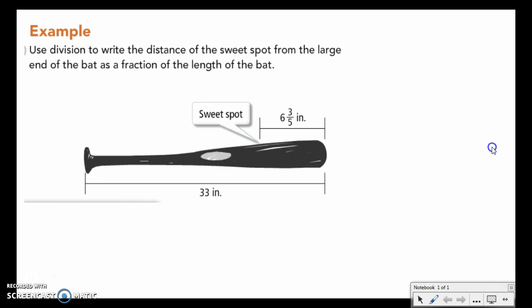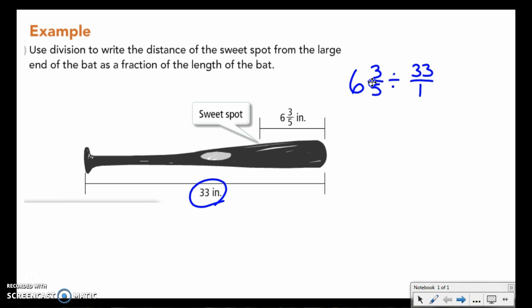Alright, use division to write the distance for the sweet spot for the large end of the bat as a fraction of the length of the bat. Alright, so we see that the sweet spot is 6 3/5 inches long. We're trying to figure out how long the sweet spot is, what kind of fraction that is of 33 inches. So we're going to divide that by 33 over 1. This is the same thing as 33.